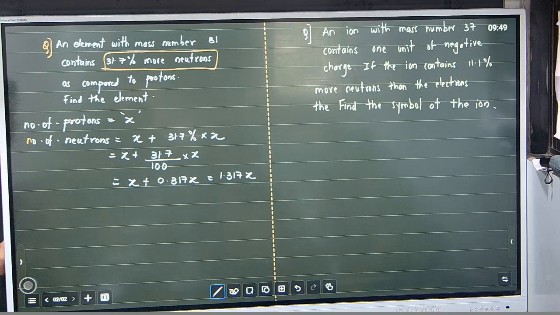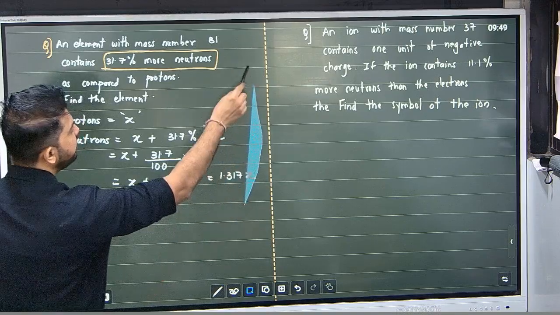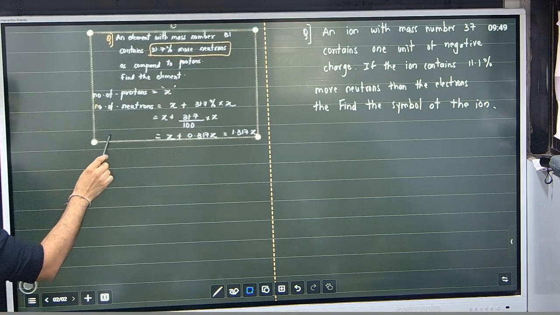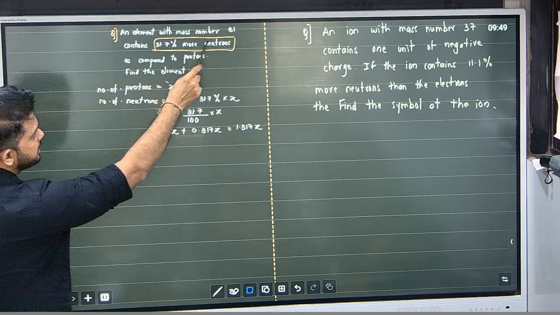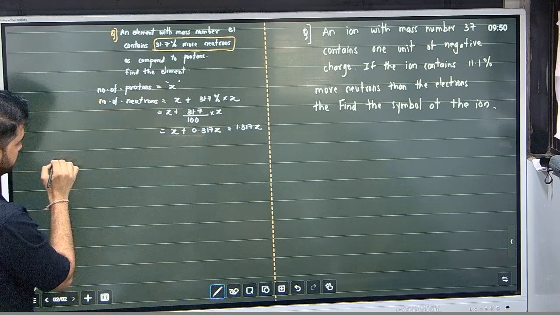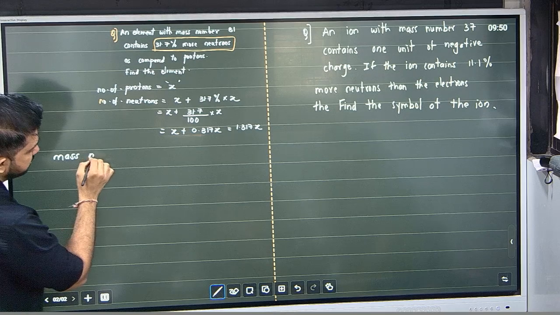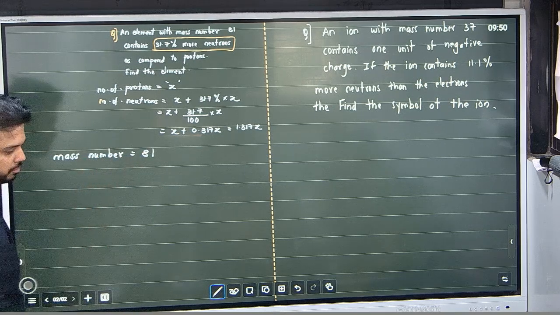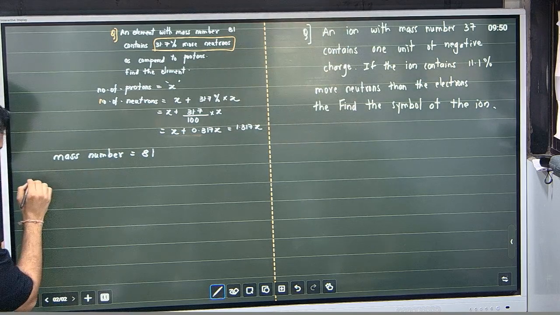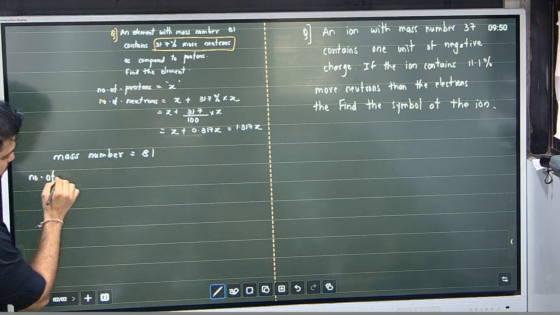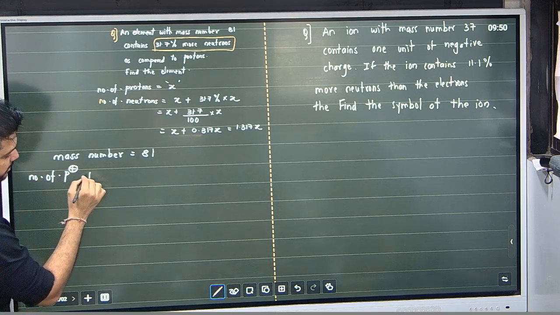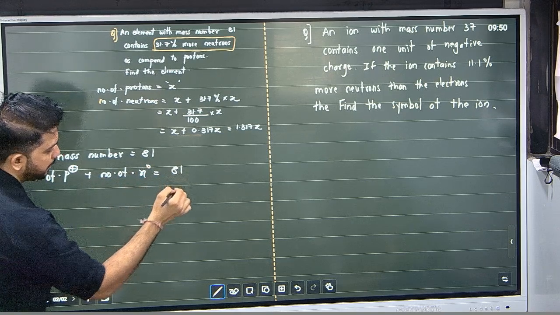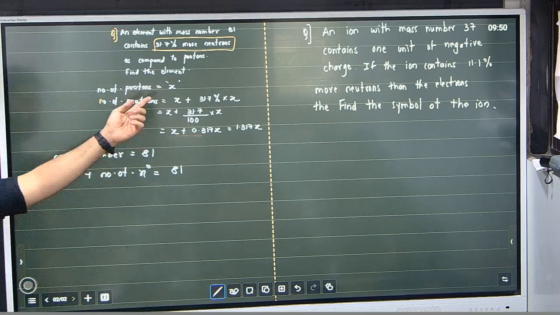But that's not the question. What does the question say, people? What do we have to find? Find the element. What data have they given us? What is the mass number? Mass number is 81. What can I write mass number as? It is the sum of number of protons plus number of neutrons. So that is 81.